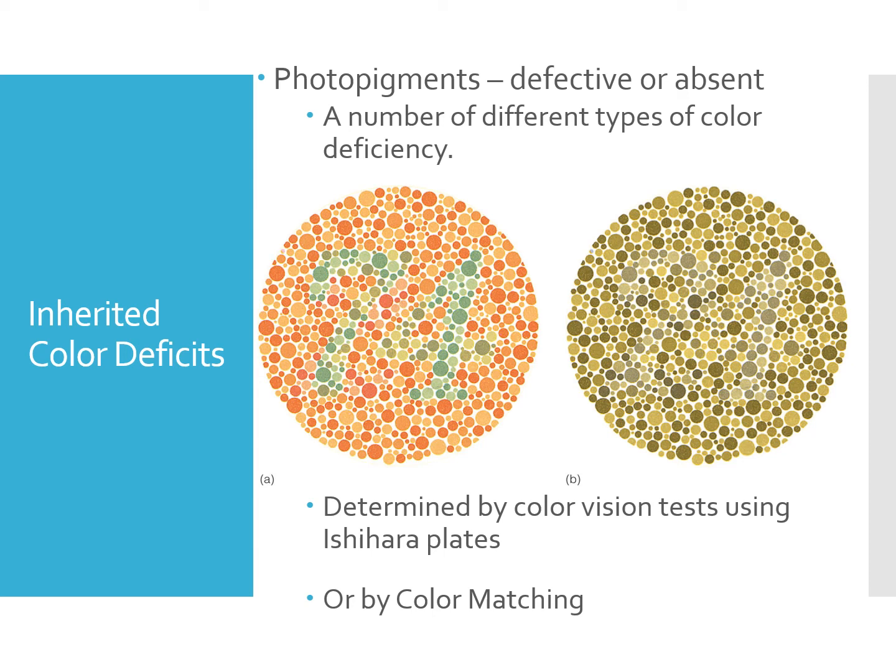They cannot see the 74, and what they do see is what we see on the right, where it's really hard to see. Is it a 21? I'm not really sure. Okay, and that's how we test for color deficiency.